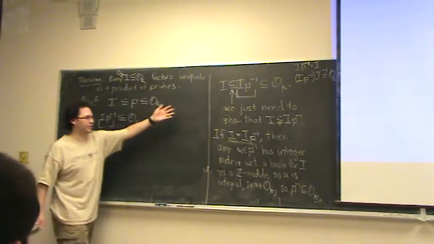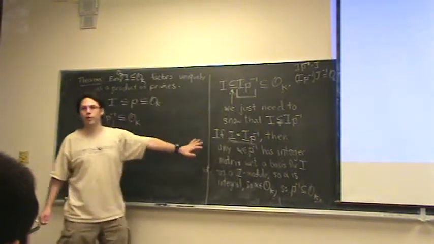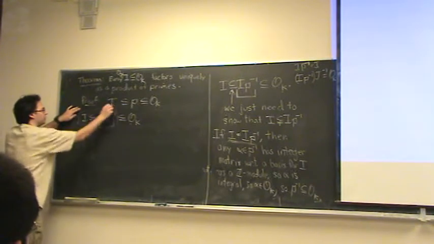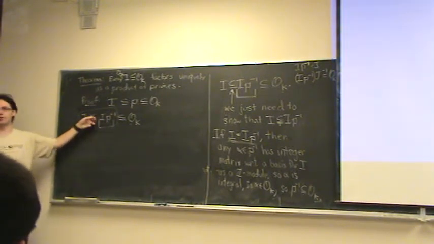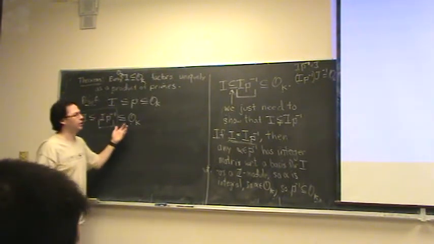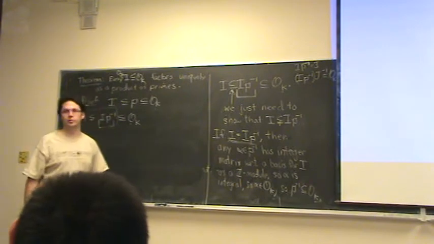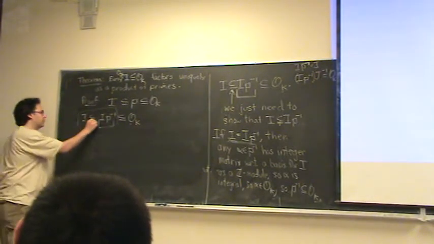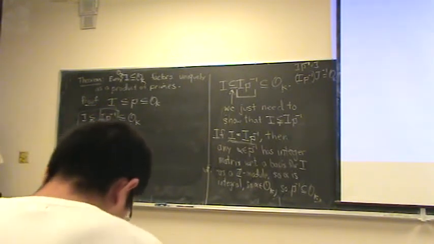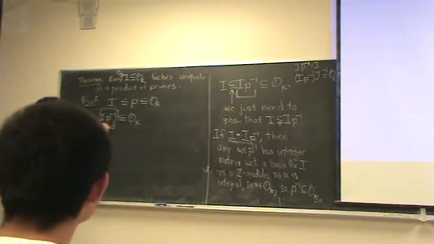But it doesn't, and the reason is identical to what I wrote here. If these two are equal, since we're working with a group, you could just cancel the I from both sides, and you get that P inverse is equal to OK, which is of course wrong, because P inverse would not be an inverse for P. So you do not have equality here. Hence, this is not in the set of all ideals that don't have a representation as a product of primes. So we get from that that I P inverse is equal to a product of primes.